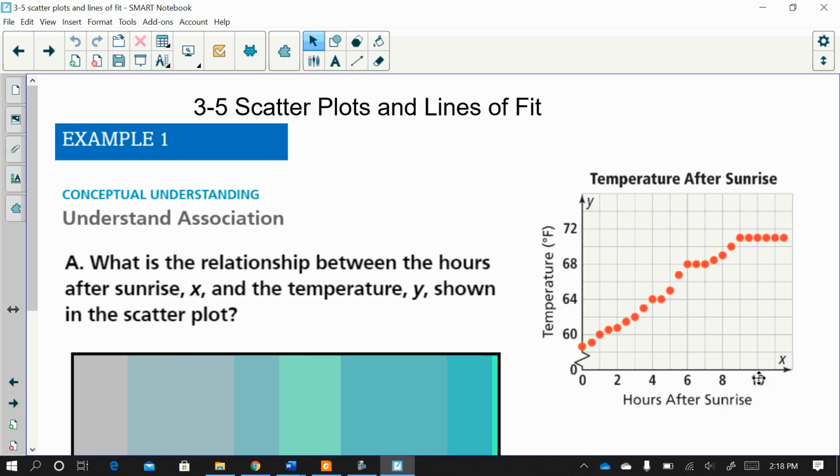If you guys have seen scatter plots before, you've got a bunch of points and you plot them, and they're kind of scattered all over the place. We're going to look at some that have a relationship in them. So here's our first graph. It's temperature after sunrise.